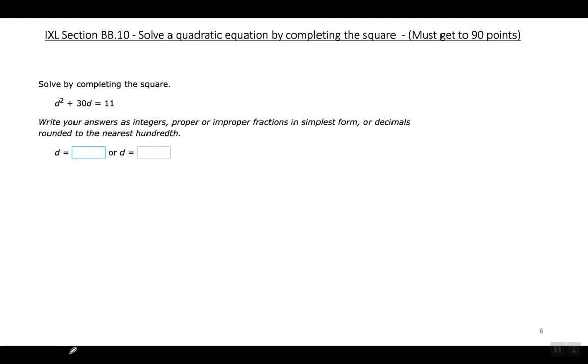Alright, next example. In a second, they're going to get just a tad a little bit more complicated. In this example, once again, the c term is already by itself, so I don't have to move it. So I have d squared plus 30d, and let me leave a space there, equals 11. Now I'm going to do completing the square.